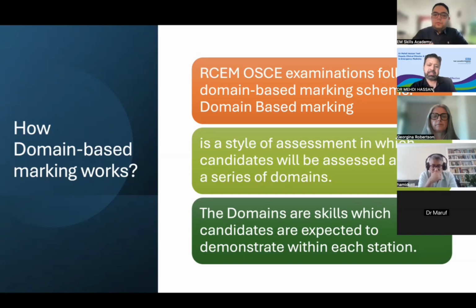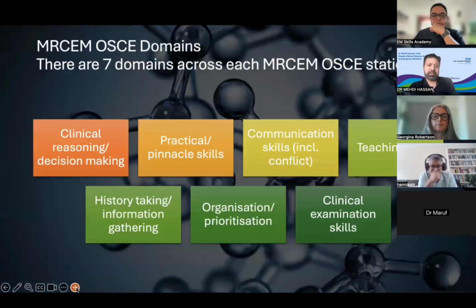Domains are skills which candidates are expected to demonstrate within each station. How many domains do we check in MRCEM? In MRCEM we have seven domains to check, and in FRCEM we have 8. There are 2 additional in FRCEM.